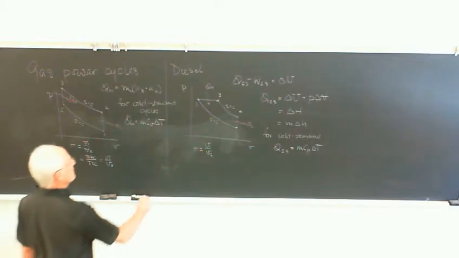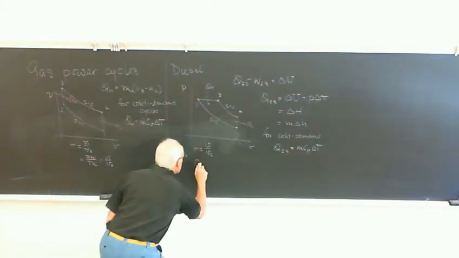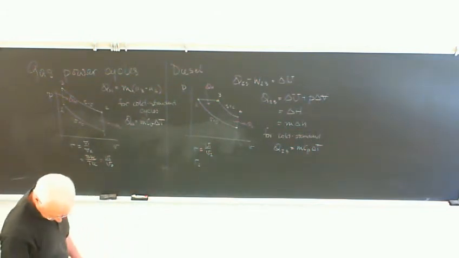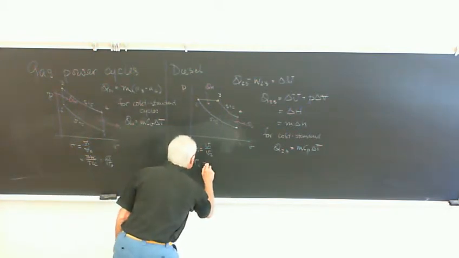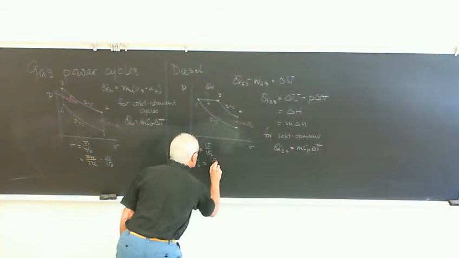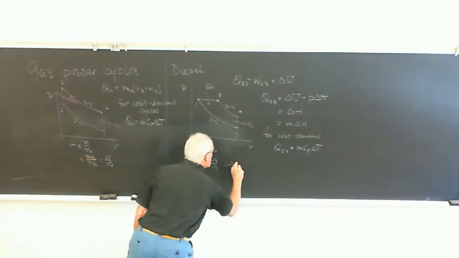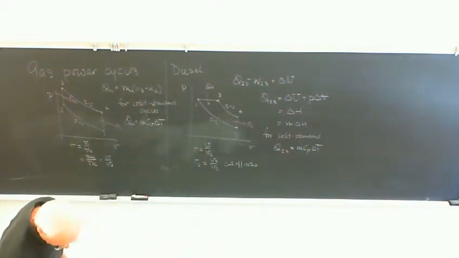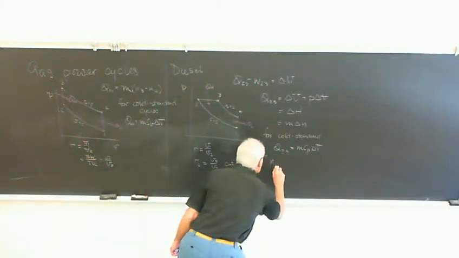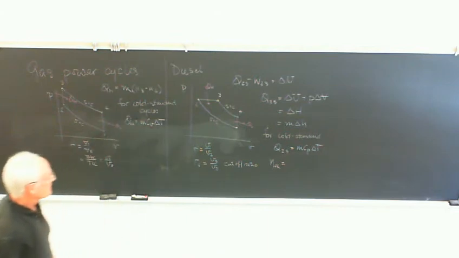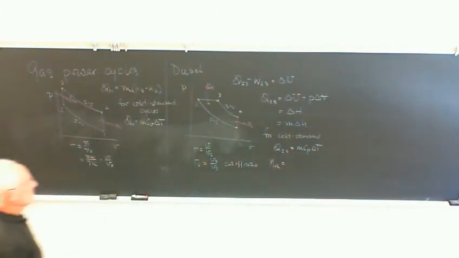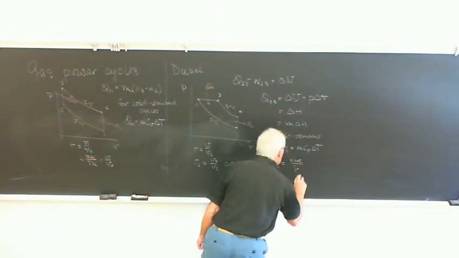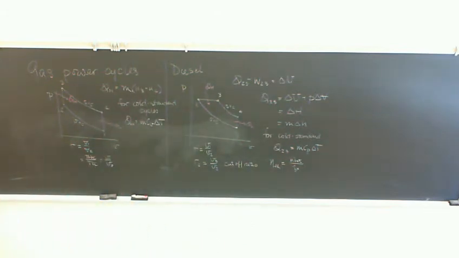V1 over V2, the maximum volume divided by the minimum volume. But we also have an intermediate volume, and of course that has a big play in the efficiency and the running of these engines. This is what's known as the cutoff ratio, and it's V3 over V2. And then we can define the efficiency for the diesel engine. The general definition, of course, is what it's always been, W net over QH, the heat that we're paying for, which comes from the fuel.